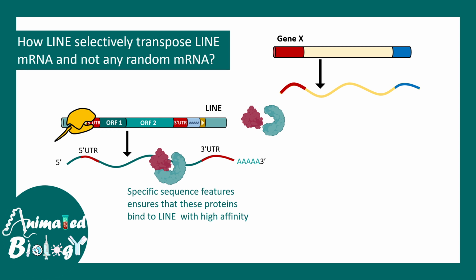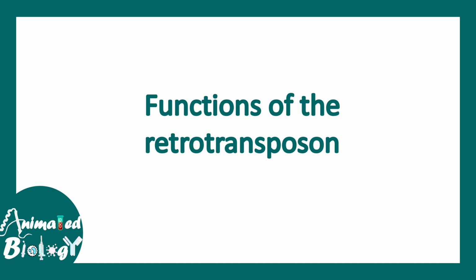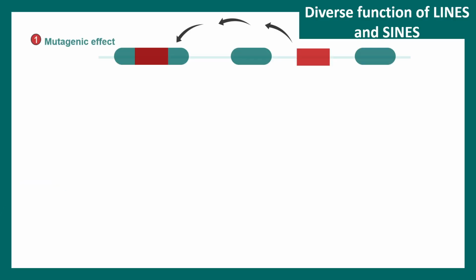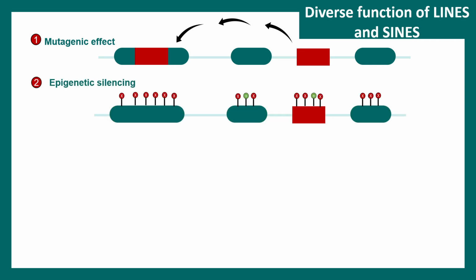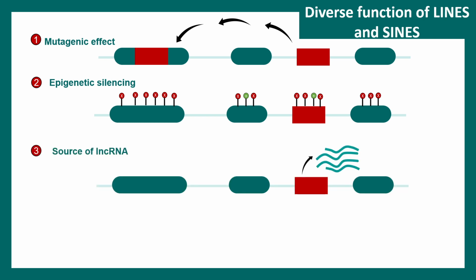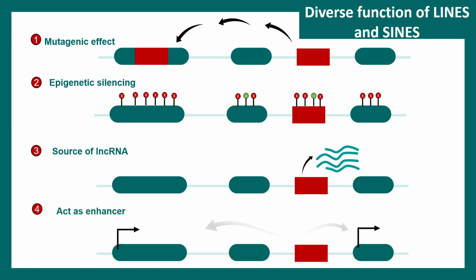Anyway, this video talks about the poly-A retrotransposons and their nature, how they get integrated into the genome. But wait a second, what is the function of these retrotransposons? Retrotransposons can have many functions. It can have a mutagenic effect. Imagine a transposon hopping into a particular exon of a gene and disrupting that open reading frame. So it could be mutagenic. It can lead to epigenetic silencing. It can also act like a source of long non-coding RNA. Also, it can work like an enhancer for a given promoter. So it has multiple regulatory effects.